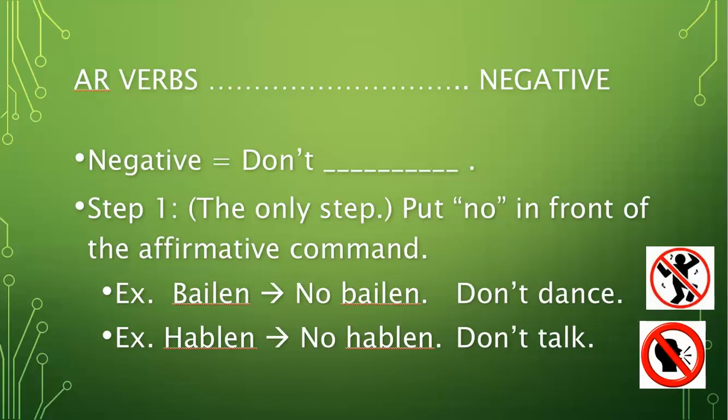Okay, for the negative commands, it's a similar process to what you were doing with the singular ones. Remember, a negative command is when you say you don't want someone to do something, don't whatever. So step 1, it's the only step. You put no in front of the affirmative command. So, for example, bailen, dance, now becomes no bailen, don't dance. Hablen, which means talk, becomes no hablen, don't talk.